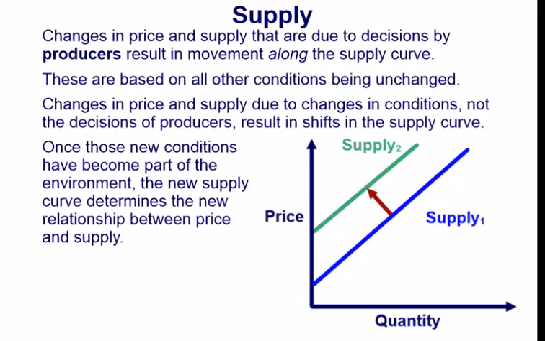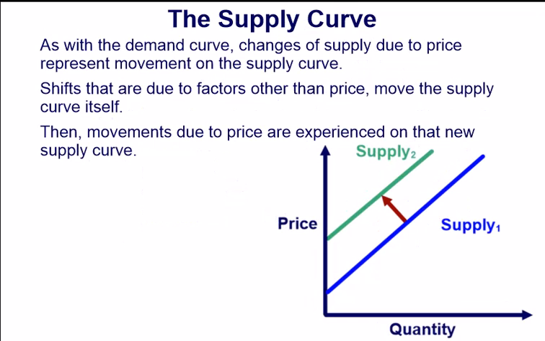Discuss. Changes in price and supply that are due to decisions by producers result in movement along the supply curve. These are based on all other conditions being unchanged. Changes in price and supply due to changes in conditions, not the decisions of producers, result in shifts in the supply curve. Once those new conditions have become part of the environment, the new supply curve determines the new relationship between price and supply.